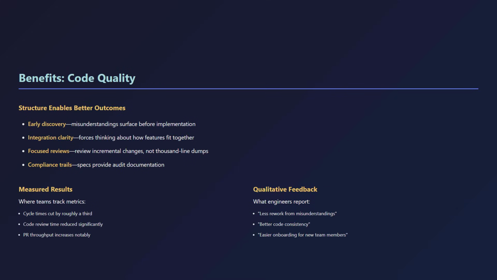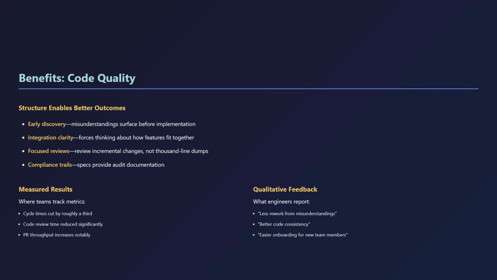Third, let us talk about code quality benefits. Structure enables early discovery. Misunderstandings surface before implementation when they are cheap to fix rather than during refactoring when they are expensive. Specifications force integration clarity. You have to think about how your new feature fits into the existing system. You cannot wave your hands and say, "We will figure that out later."